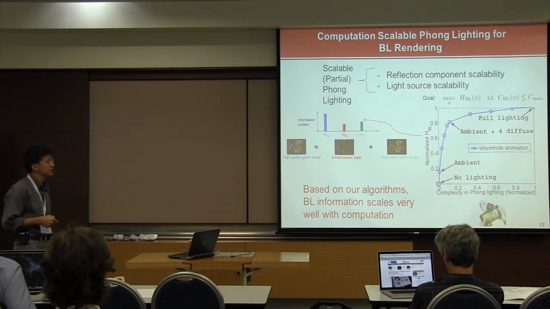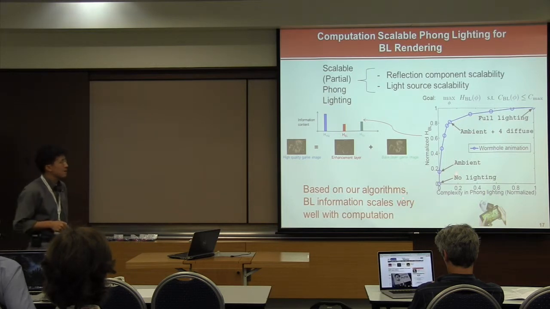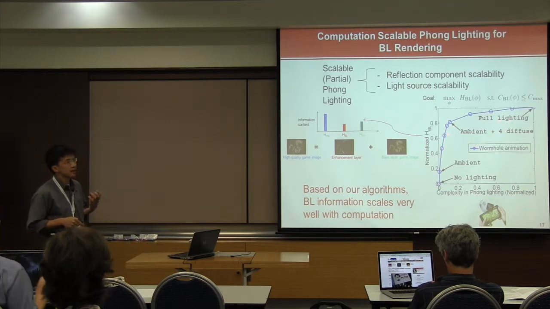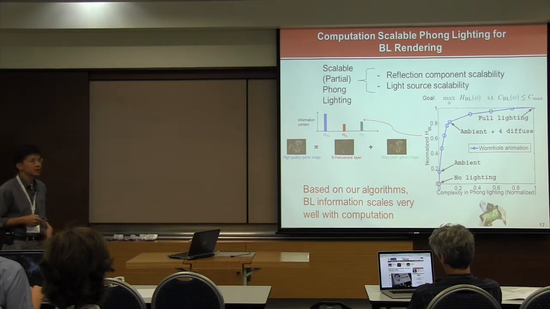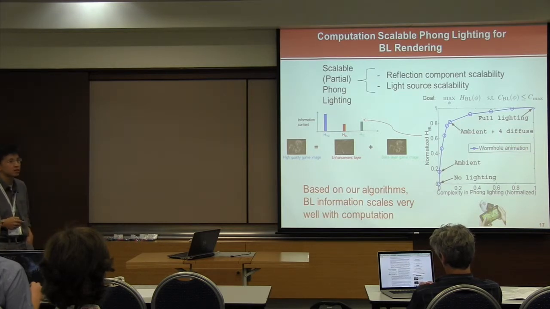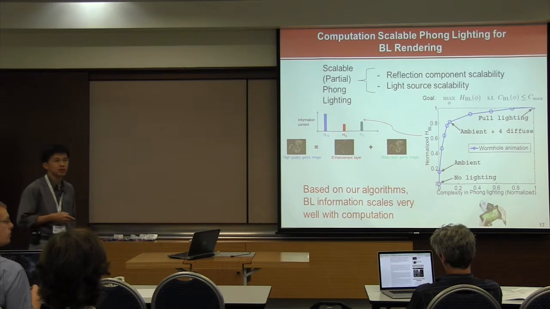And what is significant here is that by choosing the reflection components and light sources carefully, the base layer can have more than half the information by performing only 10% of the Phong lighting computation, as you can see in this configuration. Therefore, by choosing the reflection components and light sources carefully, we can scale the base layer information very efficiently with respect to the computation.